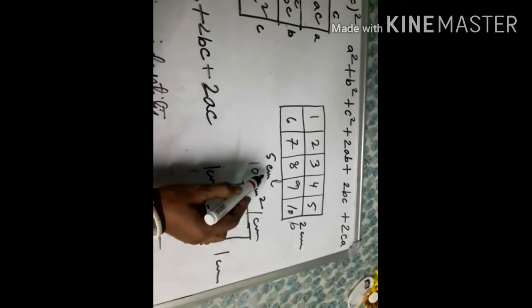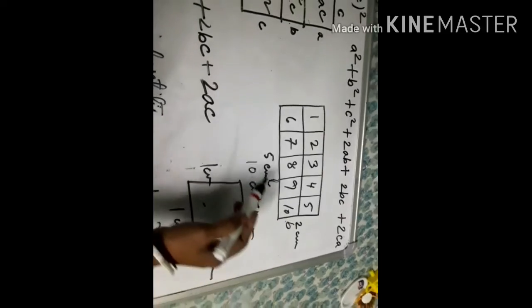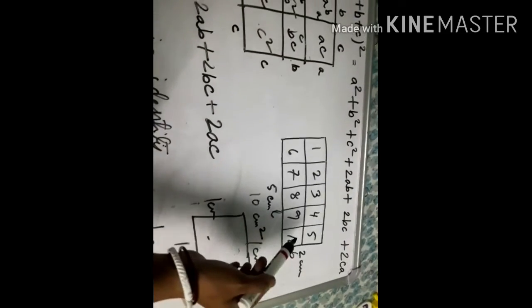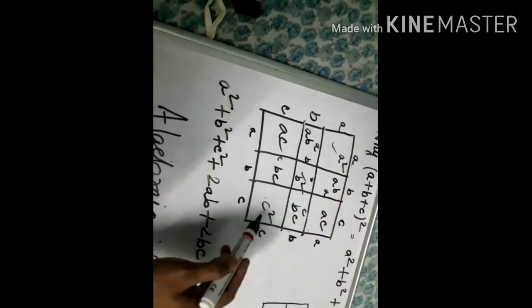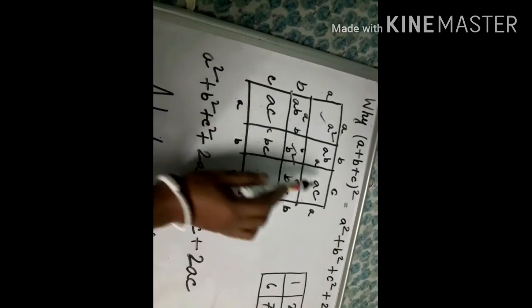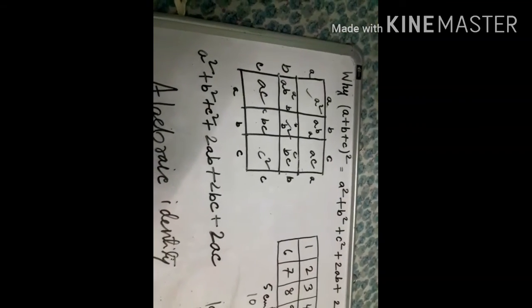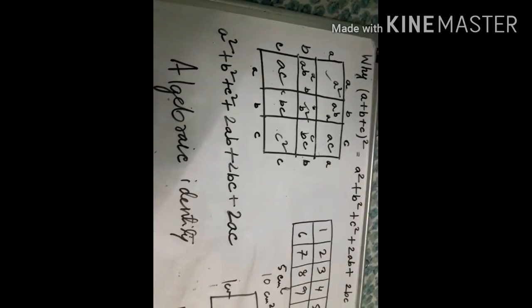In this way, I have drawn a rectangle here. Suppose it is 5 centimeter and this is 2 centimeter. I have found the area of the rectangle, and this is a square. So in this way, I have found 3 squares: A square plus B square plus C square, and 2AB, 2BC, 2AC. So in this way, this algebraic identity has been proved.